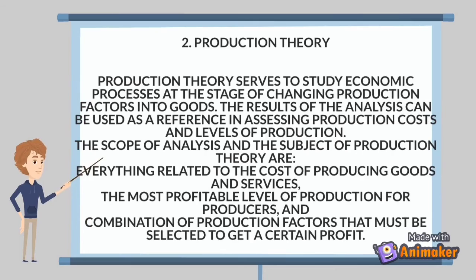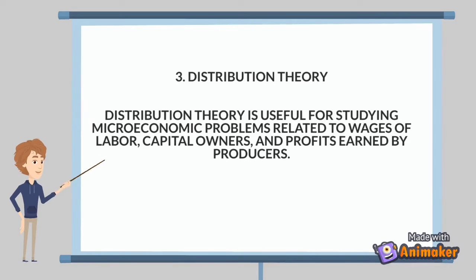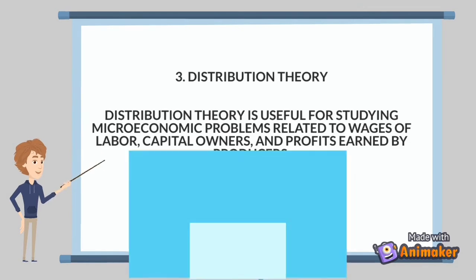2. Production theory. Production theory serves to study economic processes at the stage of changing production factors into goods. The result of the analysis can be used as a reference in assessing production cost and level of production. The scope of analysis and the subject of the production theory are everything related to the cost of producing goods and services, the most profitable level of production for the producer, and the combination of production factors that must be selected to get a certain profit. 3. Distribution theory. Distribution theory is useful for studying problems related to wages of labor, capital owners, and profit earned by production.